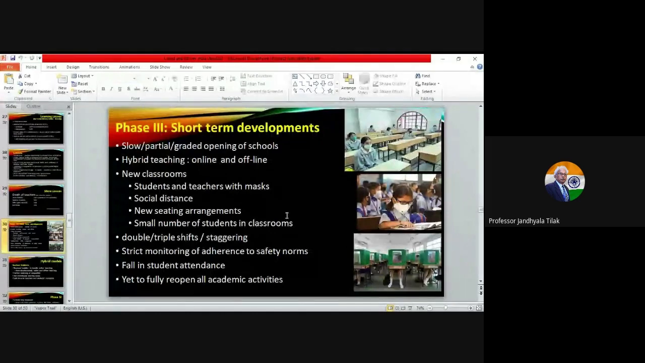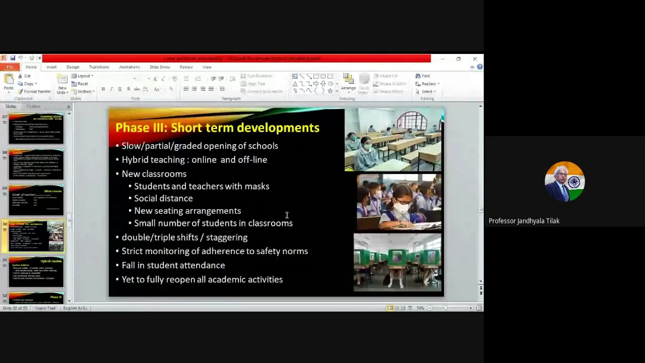Now in phase 3, there is a slow, partial, graded opening of the schools. Schools have also taken up hybrid activities, online and offline at the same time. Some schools have arranged new kinds of classroom systems. Students and teachers have to come with masks. Of course, social distance was followed, and sanitizers and other hygiene facilities were made compulsory, but whether they were available to all the children is an important issue.